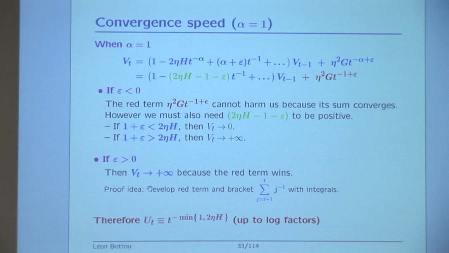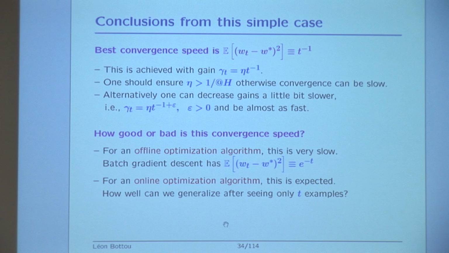So you find that when alpha equal 1, ut is t to the minus minimum of 1 and 2 eta h, meaning that if you use eta too small, you're in trouble. So after messing up my calculation multiple times, I have to clean them up, and I'll put up slides with everything spelled out. I'll do that. It's going to be ready.